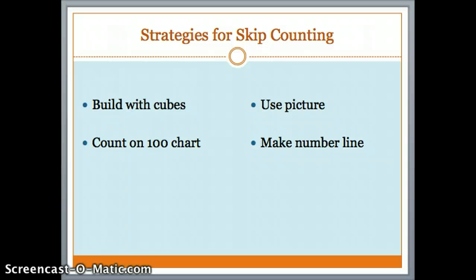Just to remember, here are strategies for skip counting. We can build with cubes, but that takes a little bit longer than I have sometimes. So I'm going to try using a picture and counting on a 100 chart, circling the number I'm skip counting by. Or if I don't have a 100 chart, I can make a number line and circle the numbers that I'm skip counting by on there too.